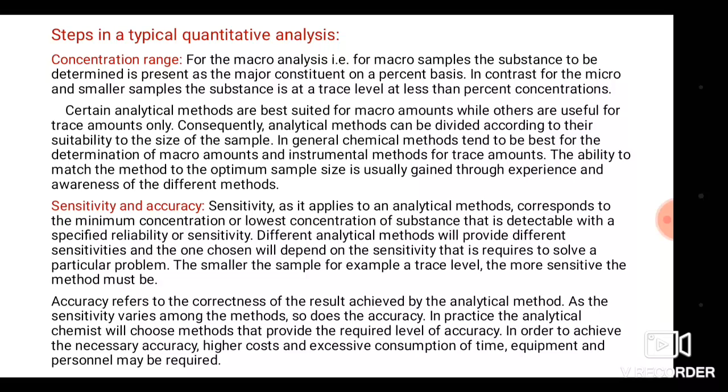In general, chemical methods tend to be best for the determination of macro amounts and instrumental methods for the trace amount. So what type of instrument is required for the different types of analysis? If you are going to analyze macro samples, then simple analytical methods, laboratory methods, are used, and if you are going to measure trace amounts, then instrumental method is the perfect one.